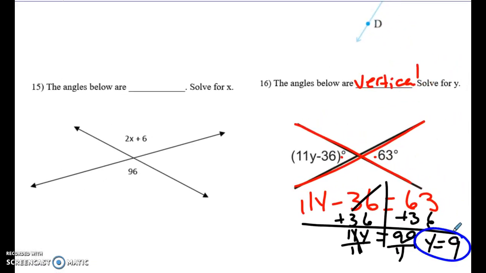So in this lesson, we learned about supplementary, complementary, and vertical angles, and then we learned how to use those angle relationships to solve for missing angles as well as solving for a variable.